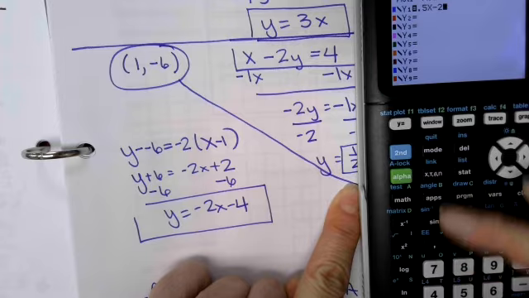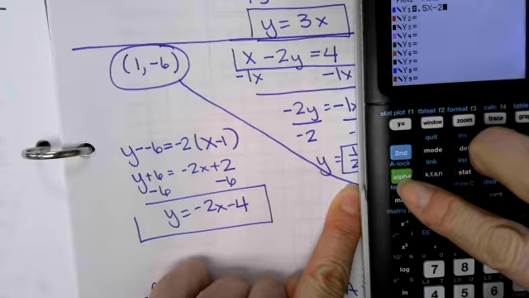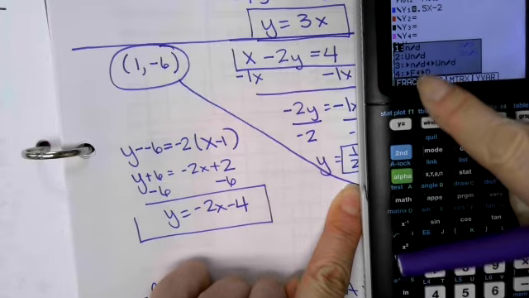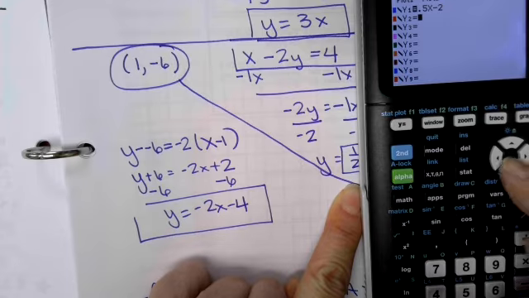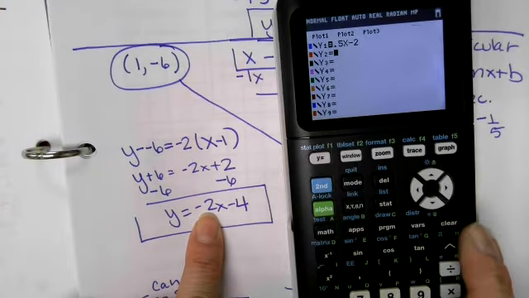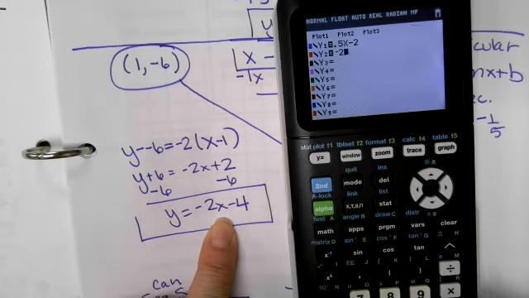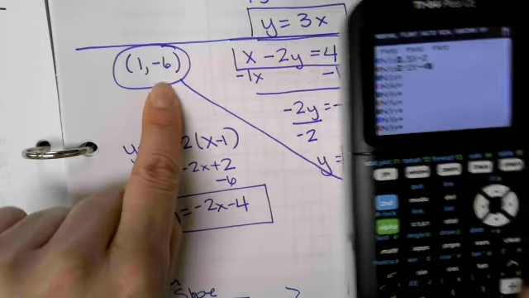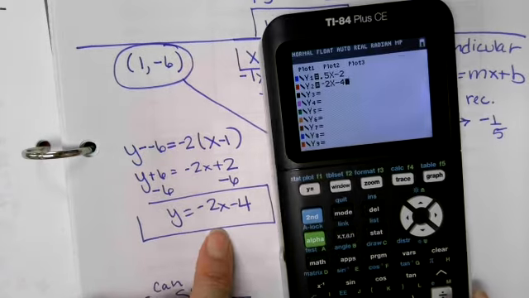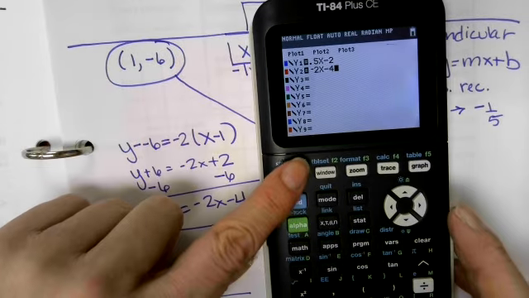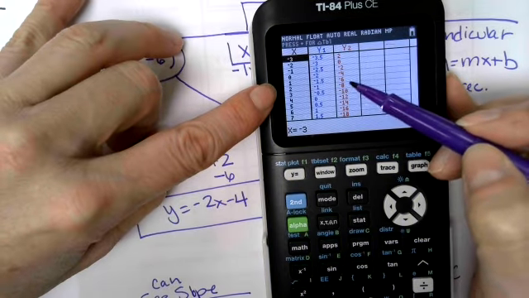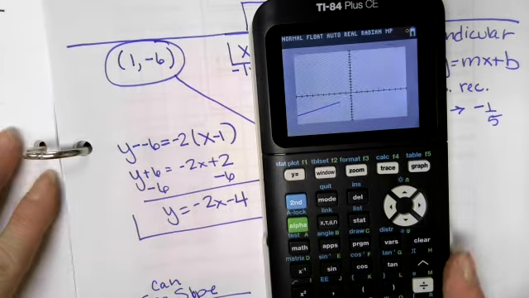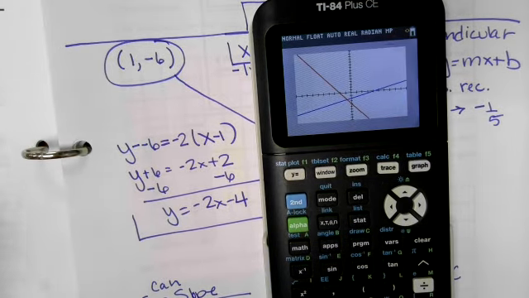Now remember, this calculator will do fractions. It's right here. You hit the green key and then y equals. Your fraction options do show up. It was a one that was easy to convert to a decimal. Then I'm going to put negative 2x minus 4. And I need to make sure the second line goes through the point 1, negative 6. And that's right there.